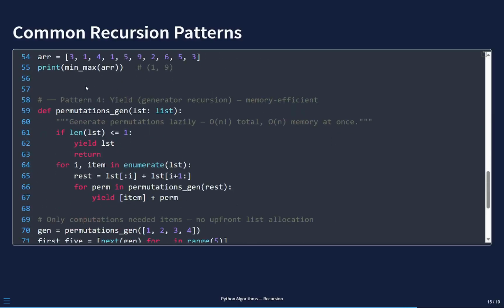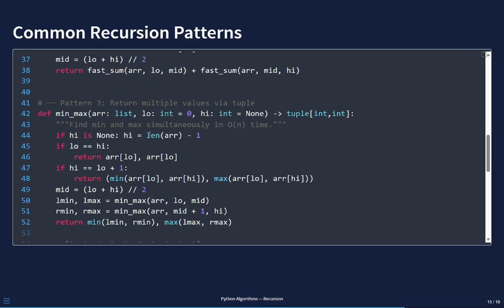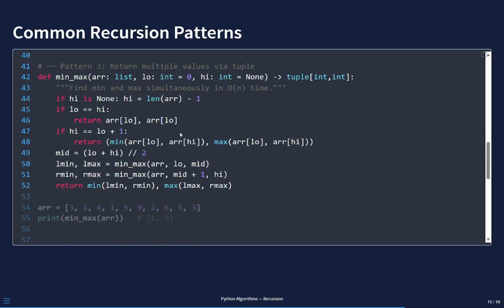Pattern 3: return multiple values via tuple. min_max finds the minimum and maximum of an array simultaneously in a single recursive pass. Returning a tuple of min and max avoids a second traversal. The divide and conquer structure computes lmin, lmax, and rmin, rmax from each half, then combines with a single min and max call.